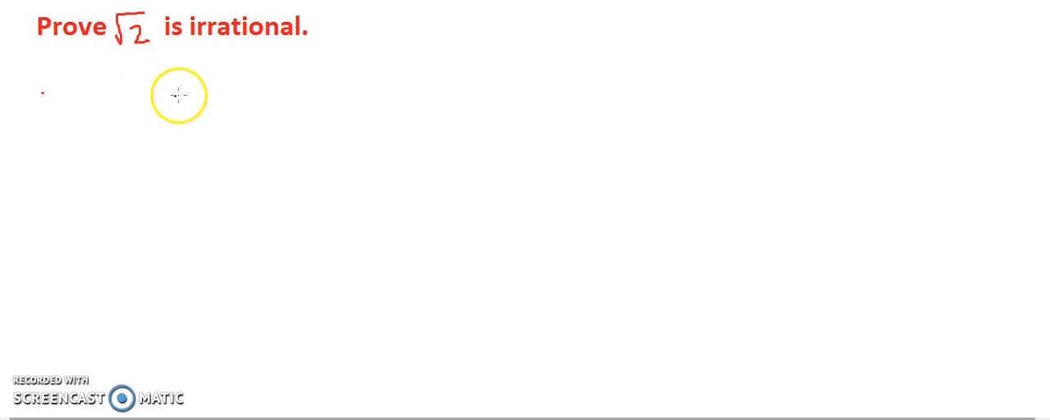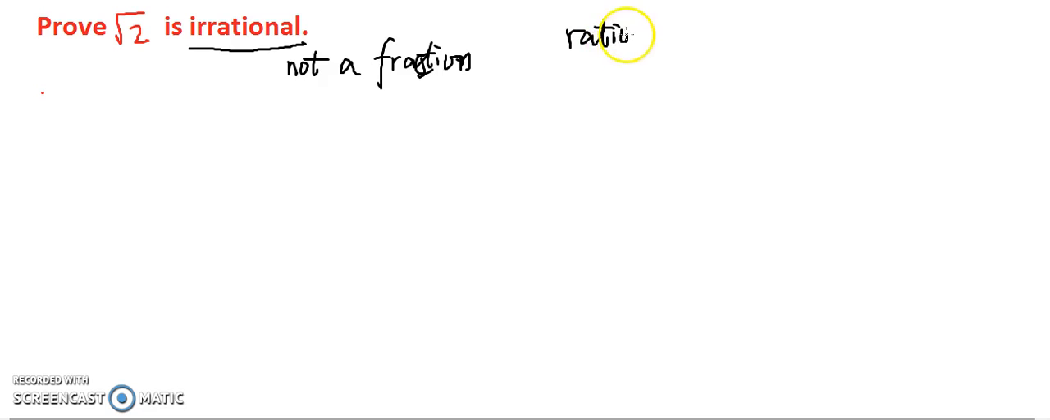Prove that square root of 2 is irrational. Irrational means it's not a fraction, and rational means it's a fraction. So when we say rational number, that is the same as saying it's a fraction.